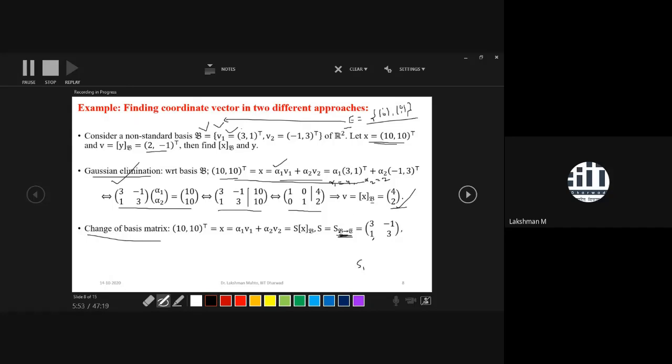So that's why the first column of this change of basis matrix from B to E comes as 3, 1, the vector itself. And the second column would again be the coordinates of the second basis element of B with respect to the standard basis. This is already in the standard basis, so the second column would be minus 3, 1. Now we will see how to find y, but y is already given here.